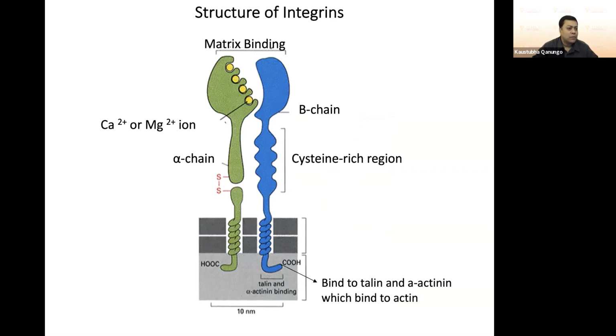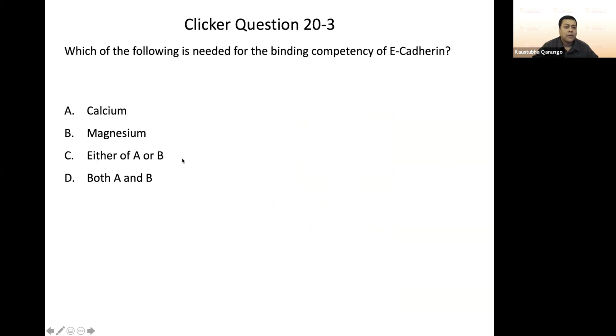About 31% said A and B, which is either calcium or magnesium, but just remember that for E-cadherin, it's calcium only. For the Ig superfamily, nothing is needed. And for your integrins, calcium or magnesium, which is either A or B, could be correct. So remember that this can be changed in your exam question. E-cadherin could be replaced with integrin, or with the Ig superfamily CAM, and then you choose the answer correctly along with that as well.